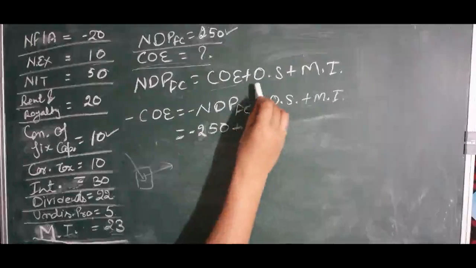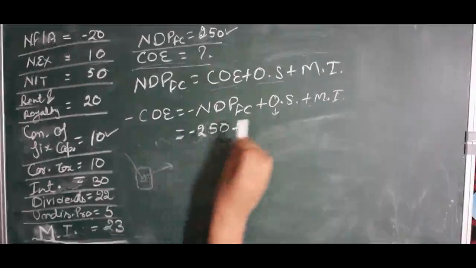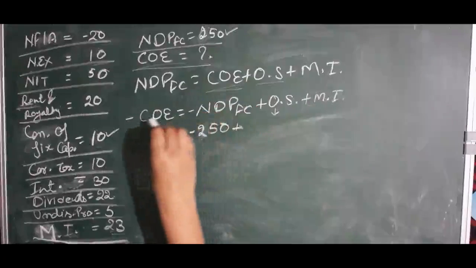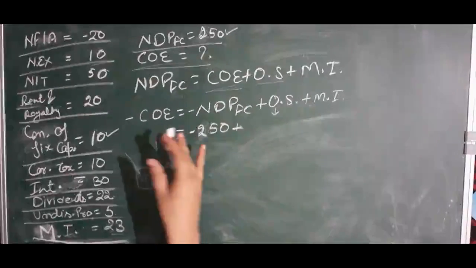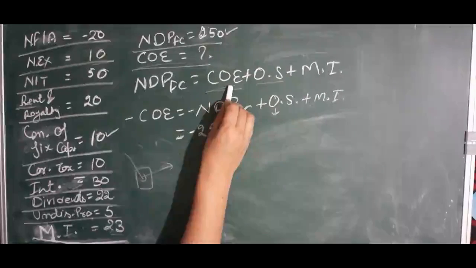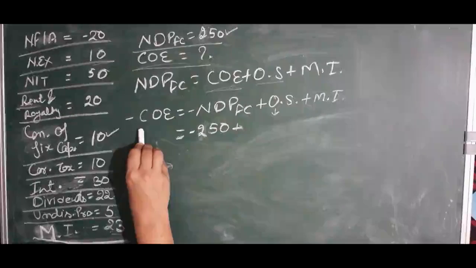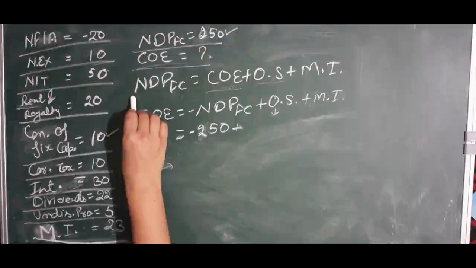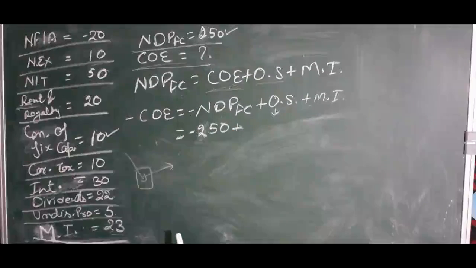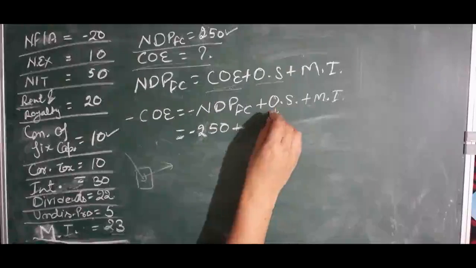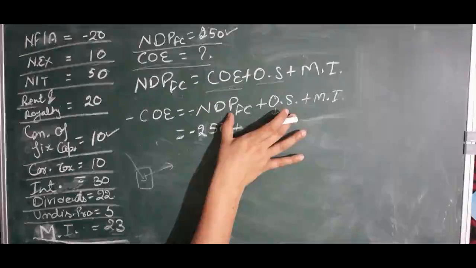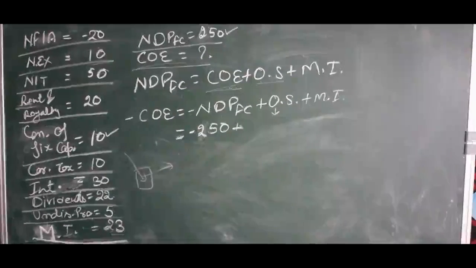So, we will take the compensation of employees to the left hand side and the other variables on the right hand side. When we take the compensation of employees to the left hand side, it becomes negative. And taking NDP at FC to the left hand side, it becomes negative. Then plus operating surplus plus mixed income. By putting the values in this formula, we will get the value of compensation of employees.